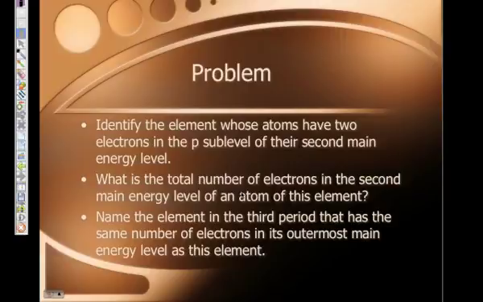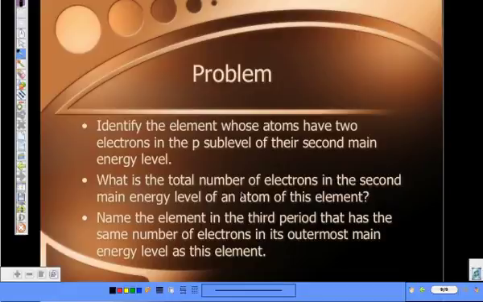So the next one, identify the element whose atoms have 2 electrons in the p sublevel of their second main energy level. So the second main energy level means we're in this row, this period, second energy level. And they have to have 2 electrons in the p sublevel. So let's go over to the p sublevel. There's 1, 2 electrons, so that would be carbon.